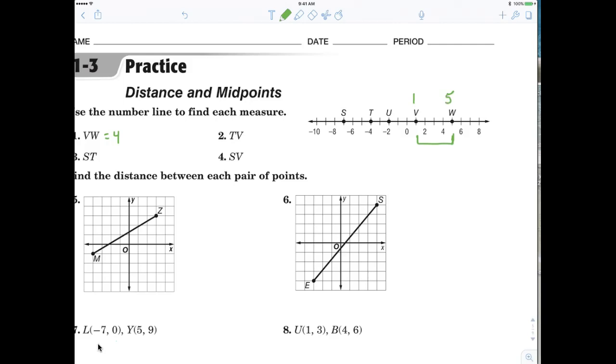Well, V is 1 and W is 5. So how do you think we got 4? Yeah, you subtract 5 and 1. However, it really shouldn't matter how you subtract. You should always get 4. So what mathematical symbol is used to represent distance? To represent distance.